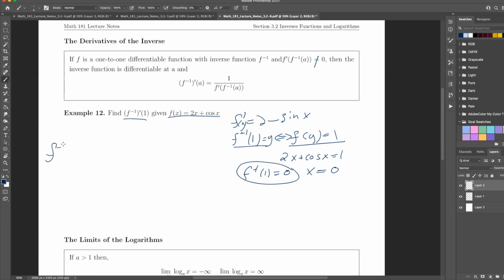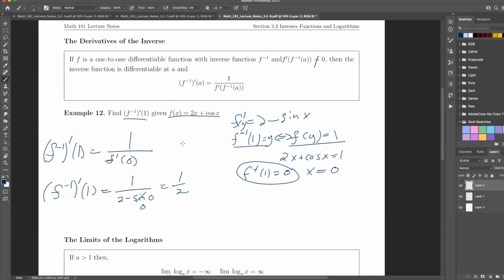So the derivative of f inverse at 1 is equal to 1 over f prime, and I'm going to plug in f inverse of a. f inverse of a, or in this case of 1, is 0. So here we'll plug in that value: 1 over f prime of 0, which is 2 minus sine of 0. Well, sine of 0 is 0, so this is just equal to 1/2. And so this is the derivative of an inverse.